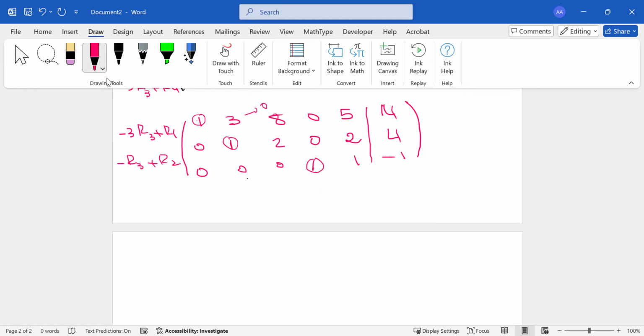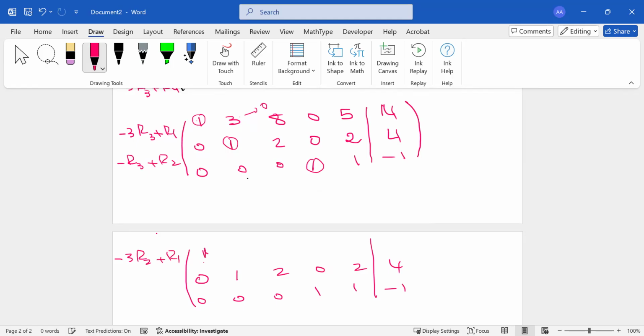All right. So now we're going to take care of this one to make it 0 right here. So our 0, 0, 0, 1, 1, and here -1. So we have 0, 1, 2, 0, 2, 4. And then the last one is going to be -3 row number 2 plus row number 1.